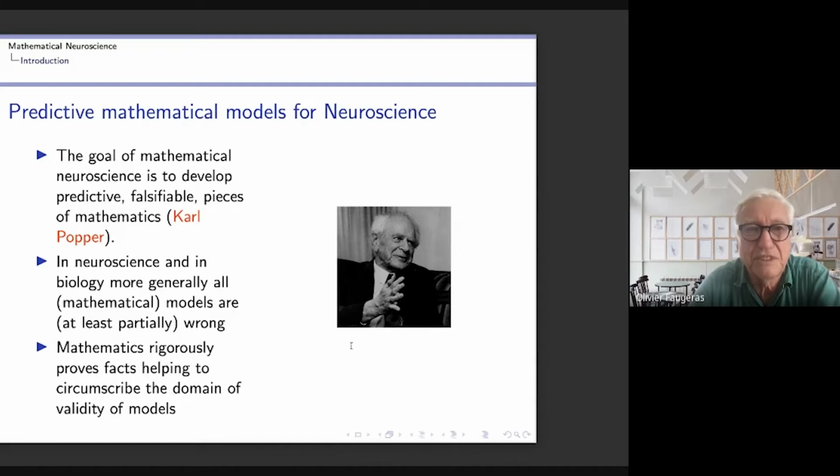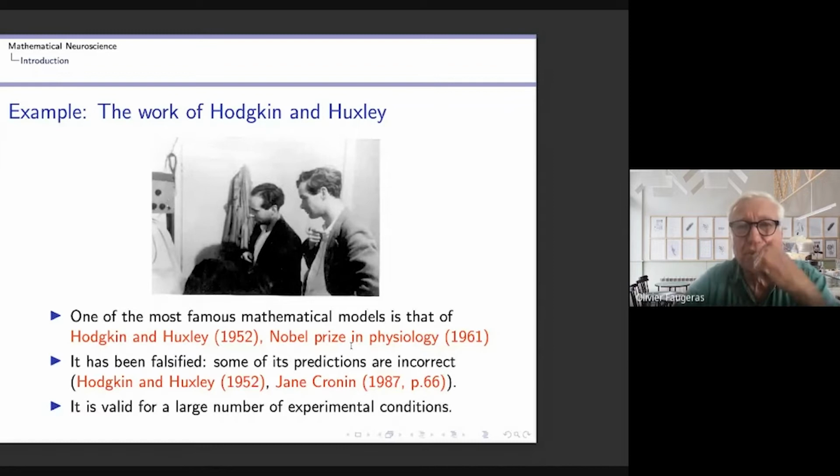The first example I will take in this presentation is the work of Hodgkin and Huxley, which is probably most familiar to many of you. One of the most famous mathematical models is that of these two fellows you see the picture of on the screen, Hodgkin and Huxley, 1952, one of their major papers. They got the Nobel Prize very quickly after that, in 1961. Their model is for, as we'll see, the way an axon reacts to changes in voltage variations. The model has been falsified in the sense of Popper. Some of its predictions are incorrect, as stated by Hodgkin and Huxley in one of their 1952 papers, and you can also find details in the book by Jane Cronin. But the model is valid for a large number of experimental conditions.